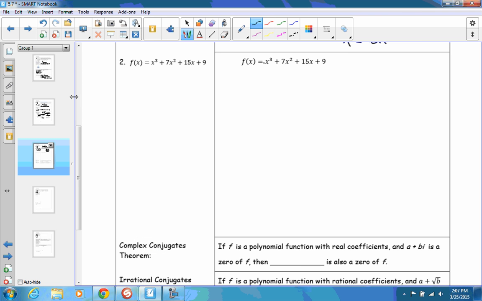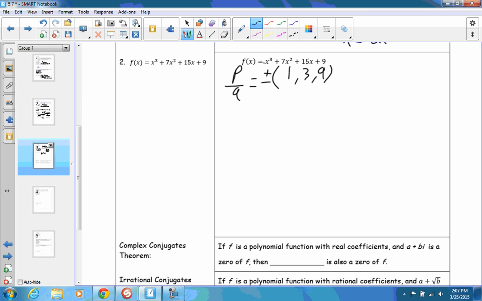The P over Q. We're going to have to synthetically divide. So I'm going to do P over Q. What's nice about P over Q here? It's only 9 and a 1. It's over 1. So P over Q, plus or minus, and I'm not going to write it over 1 because I know it's over 1. My leading coefficient is 1. So factors of 9: 1, 3, and 9. Plus and minus, right?